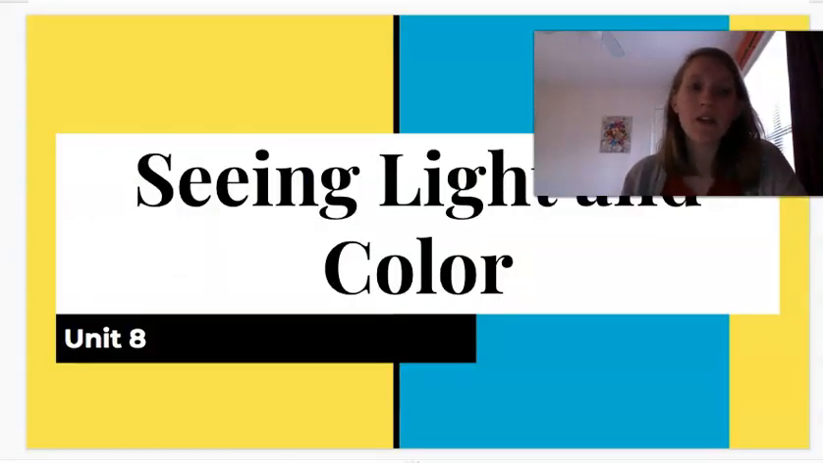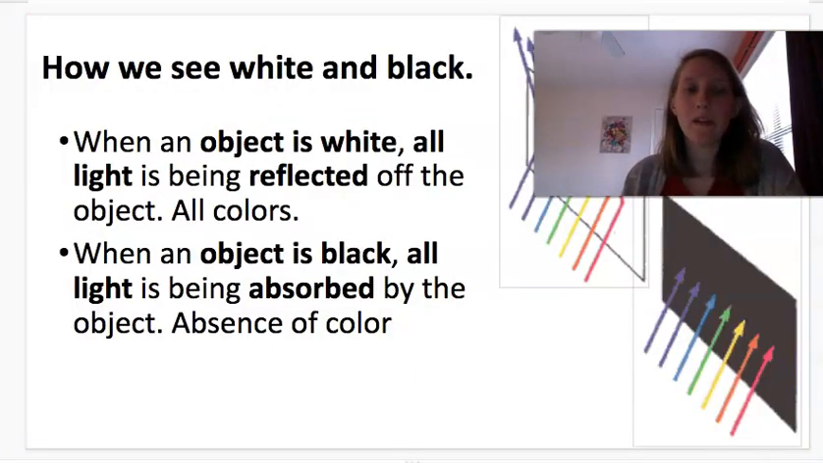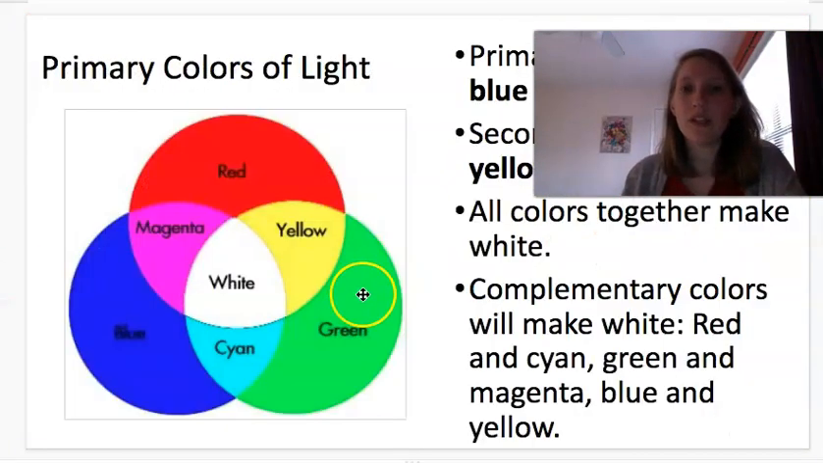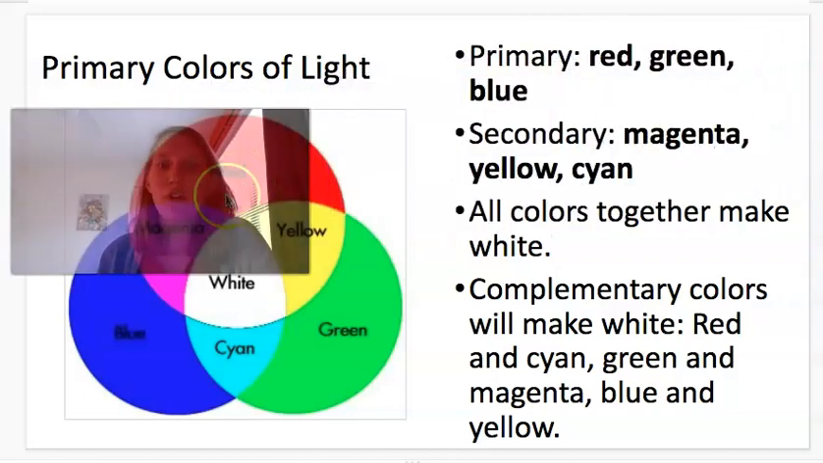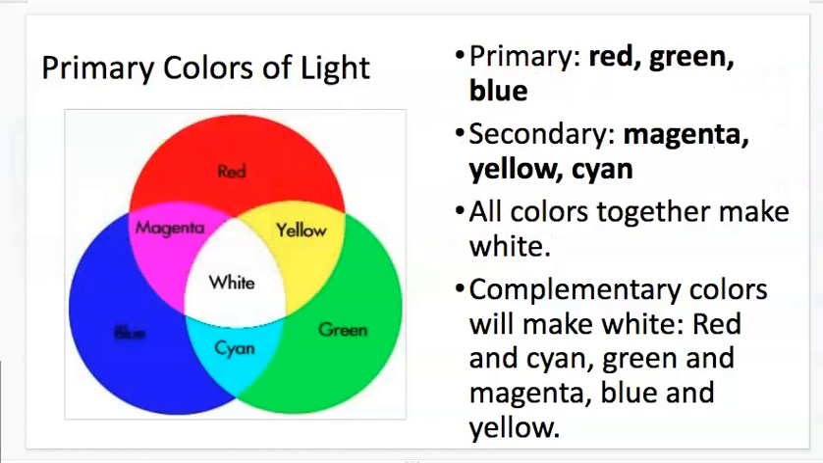Seeing light and color. A lot of you guys struggled with this on the quiz with using this wheel. So knowing if you were to put a yellow object underneath a red light, what it would look like. So some of y'all, it seemed like you either knew it or you didn't know it, okay? So I'm going to go over this a little bit.